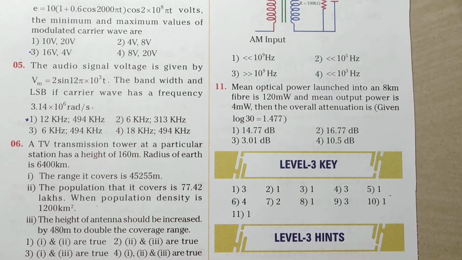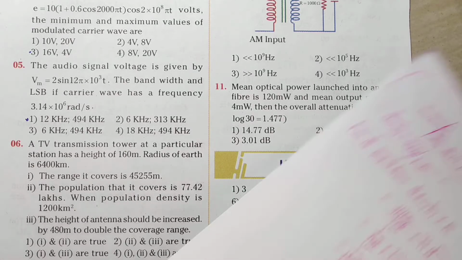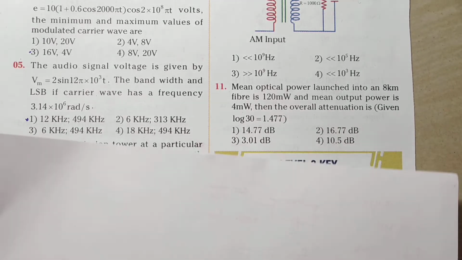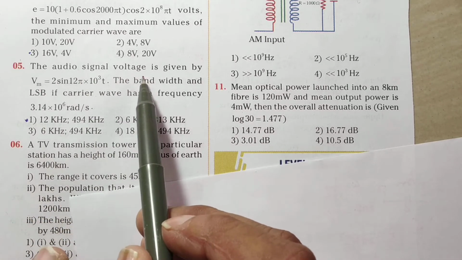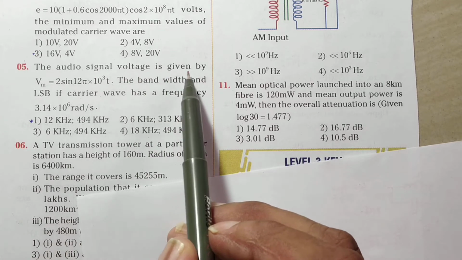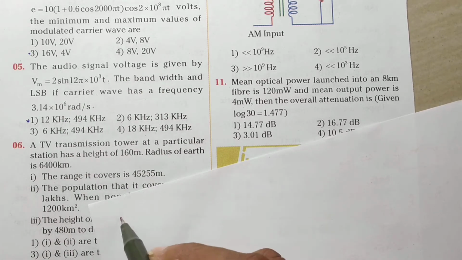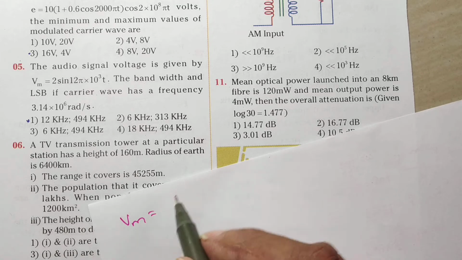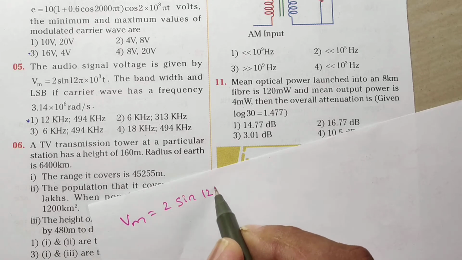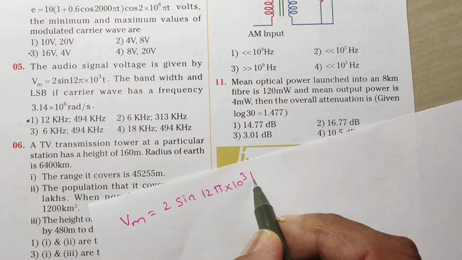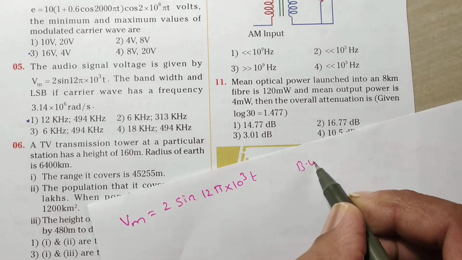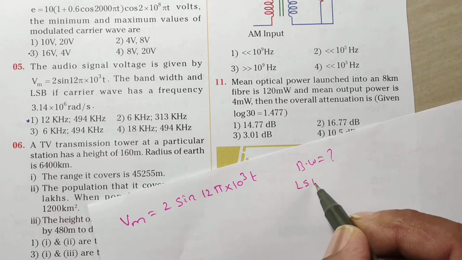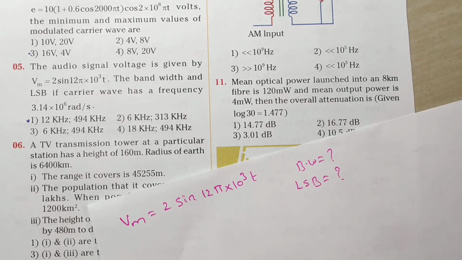Now fifth question. The audio signal voltage, that means Vm, is given by 2 sin 12 pi into 10 to the power of 3 t. We have to find the bandwidth and the LSB. Bandwidth we have to find, and the lower sideband frequency, LSB, we have to find.